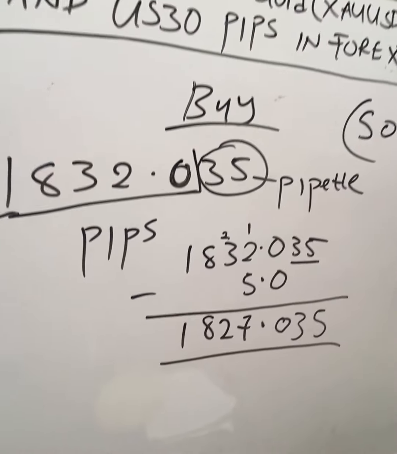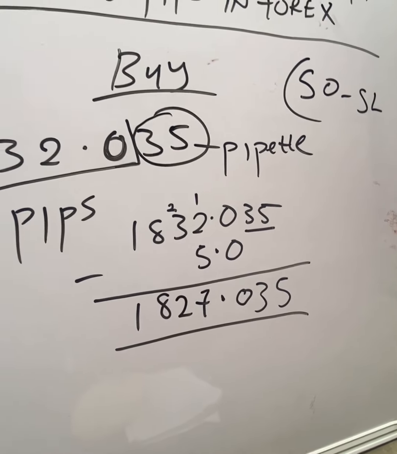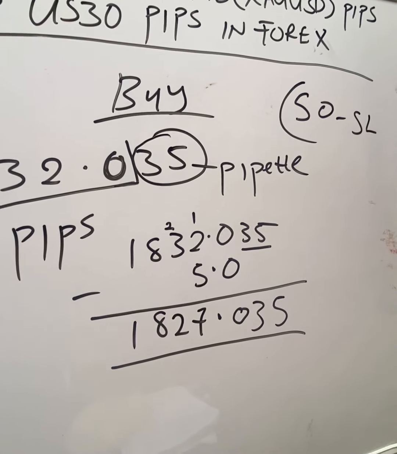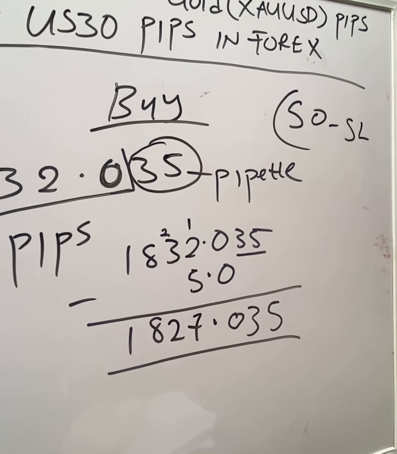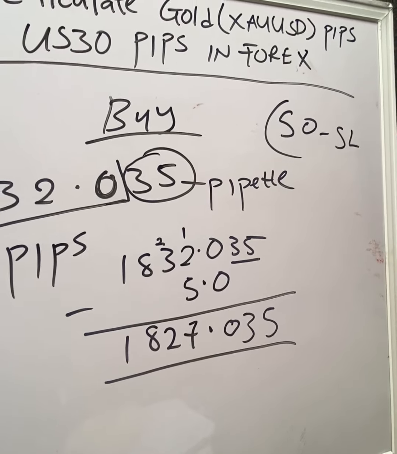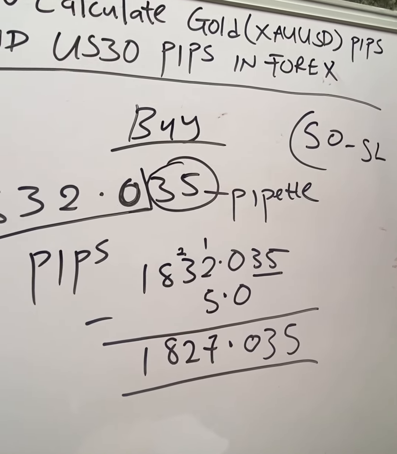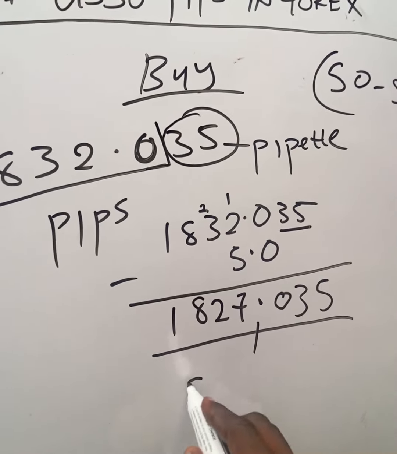So you can see we have 4 numbers before the decimal point. But for the forex pairs, for the majors, we have our decimal point after the first number. For the JPY pairs, we have the decimal point after the first 3 numbers. But for gold, we have our decimal point after the first 4 numbers. So this is the SL price.